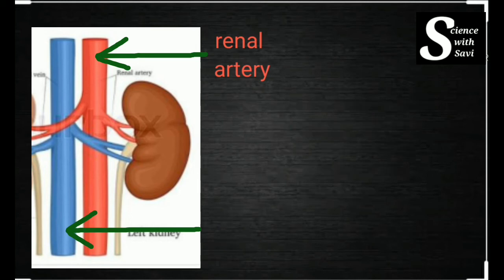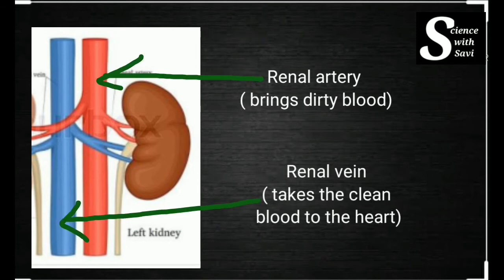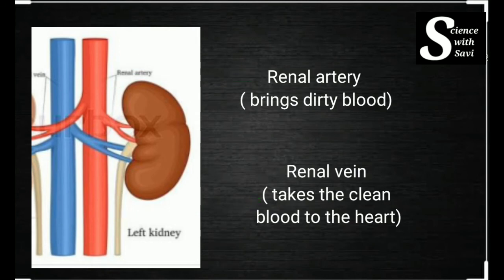So the two blood vessels which enter and leave the kidney: the renal artery is bringing the dirty blood into the kidney and the renal vein is taking the clean blood from the kidney to the heart. So this is all about the structure of the human excretory system and the blood vessels which are connected to it. This is very important because when you understand this, only then you will be able to understand how the filtration of blood takes place.